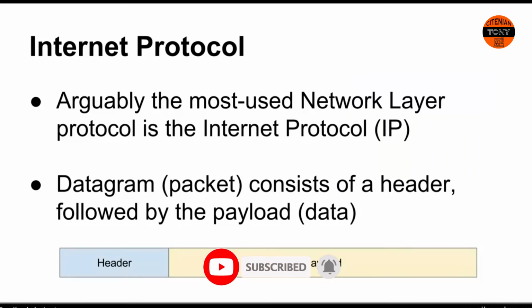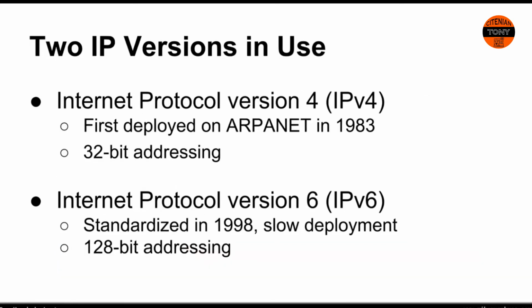Now, the most common network layer protocol that we use today is the Internet Protocol, or IP. A datagram in the Internet Protocol, or a packet, consists of a header followed by the payload. The payload is the data that we would like to transmit. We have two versions of the Internet Protocol in use today. IP version 4 is still the most widely used, and it was first deployed on ARPANET way back in 1983 and is still with us today.